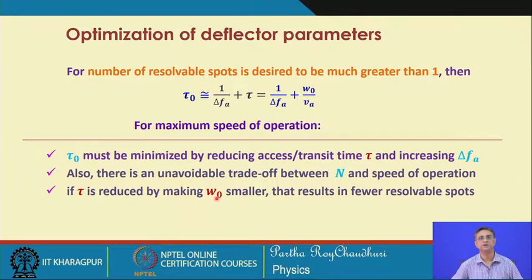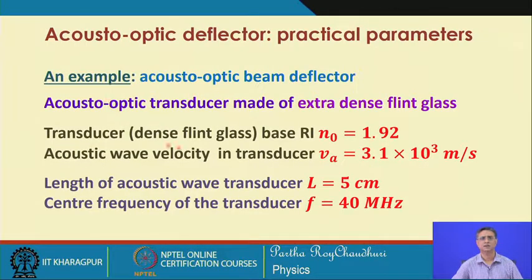If tau is reduced by making W 0, that is the optical beam width, smaller, that results in fewer resolvable spots. So, these are the limitations which the designer has to work on to get the best performance of the modulator. Now, let us take a quick glance at an example: an acoustic beam deflector which consists of dense flint glass, whose refractive index is 1.92, acoustic velocity in this medium is 3.1 times 10 power 3 meter per second, and let us consider the length of the acoustic transducer as L equal to 5 centimeter, and the frequency of the transducer is 40 megahertz.